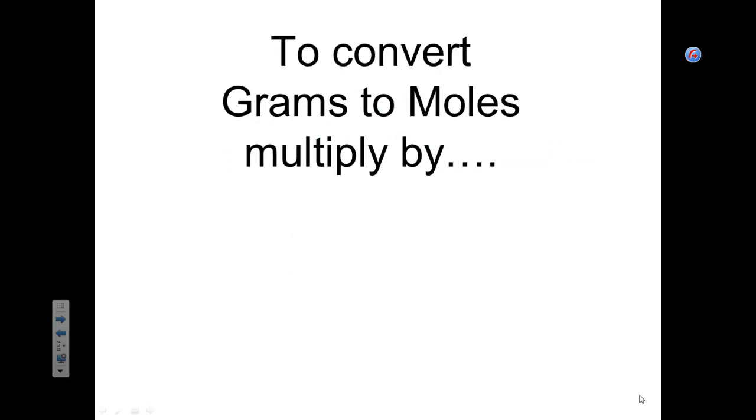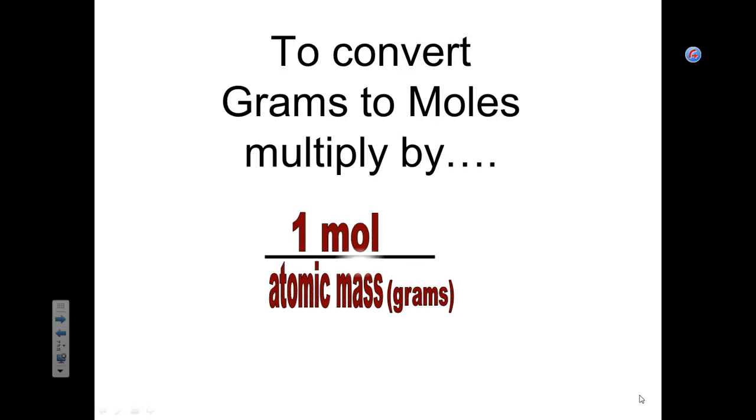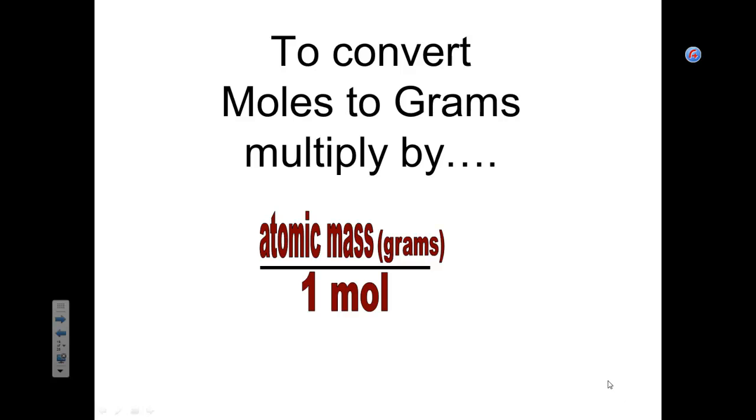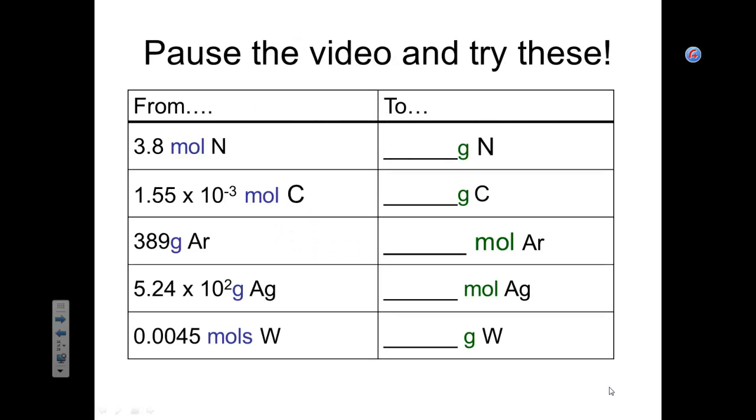So to convert from grams to moles, multiply by 1 mole over the atomic mass in grams. To convert from moles to grams, multiply by the atomic mass in grams over 1 mole, and you'll find some success. So pause the video now and do these conversions. Again, you'll need a calculator and your periodic table. Remember to round your atomic masses to 2 decimal places, and when you're done, you can move the video forward and check your answers.